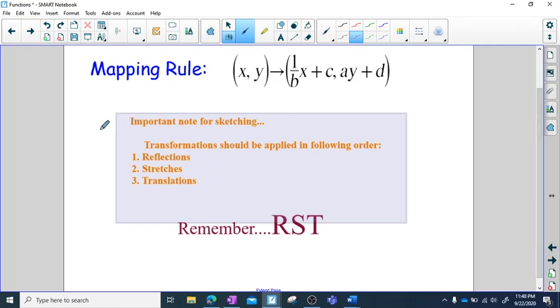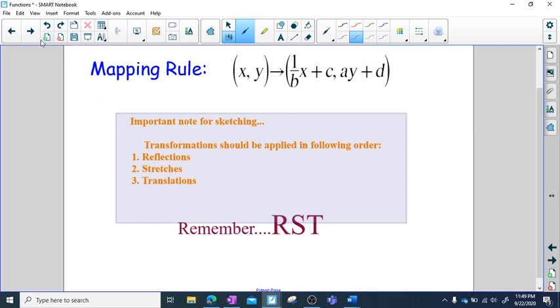This is important. It's an acronym, RST. Reflections, stretches, translations. Those are always the order you examine functions for transformations. Always do reflections first, then your stretches, and translations come last.